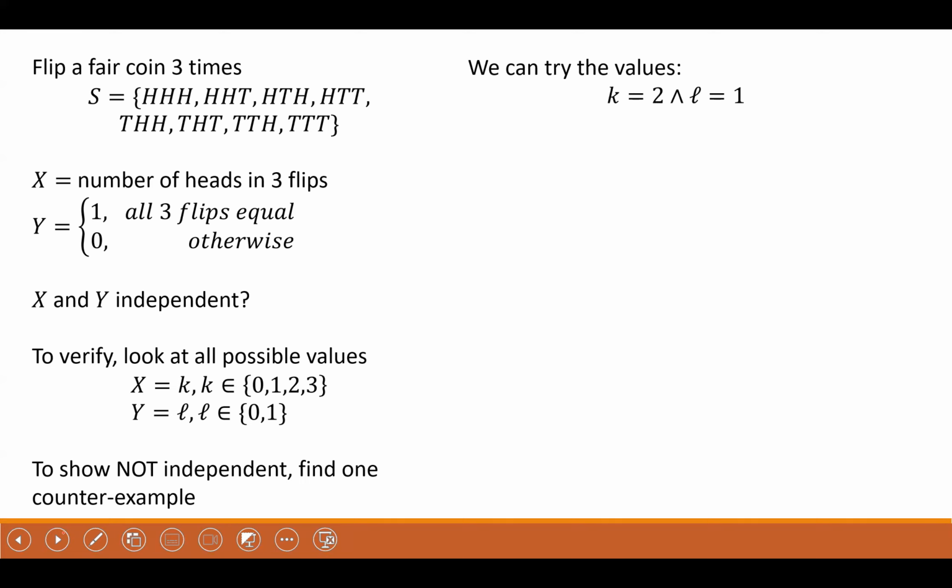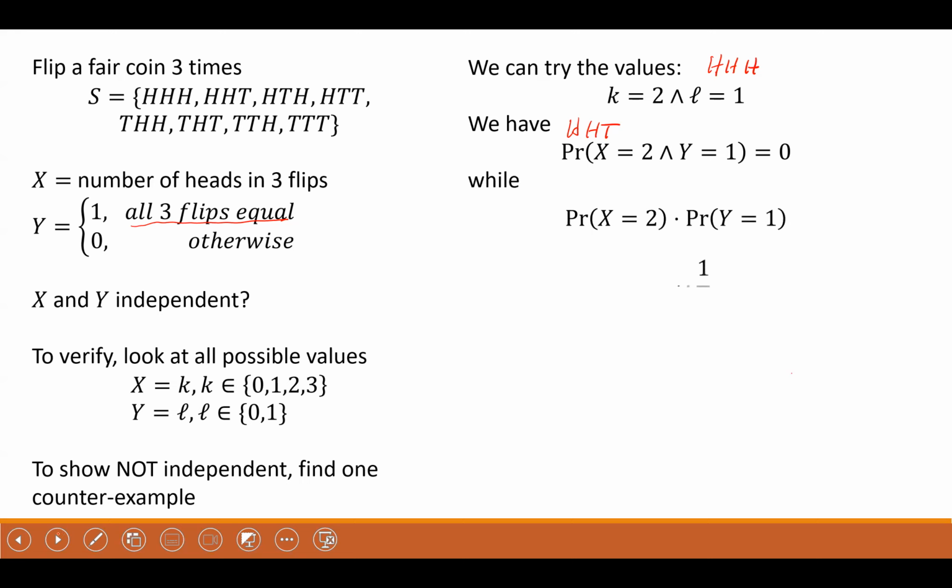So if I take k equals 2 and L equals 1, so again, L is associated with Y. That means that this is heads, heads, heads. And k equals 2 is, of course, heads, heads, tails, etc. All the ones with 2 heads. So these both cannot possibly, there's no intersection here. So that means the probability that x equals 2 and y equals 1 is 0. And at that point, I'm essentially done.